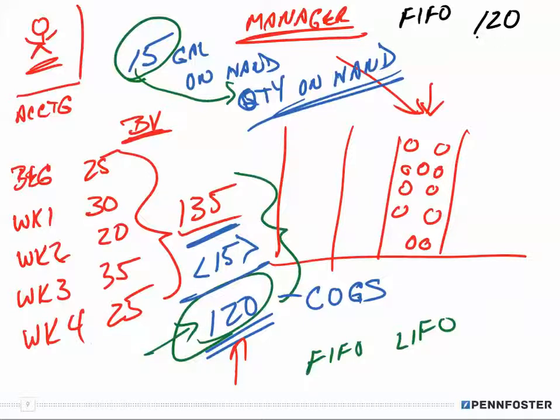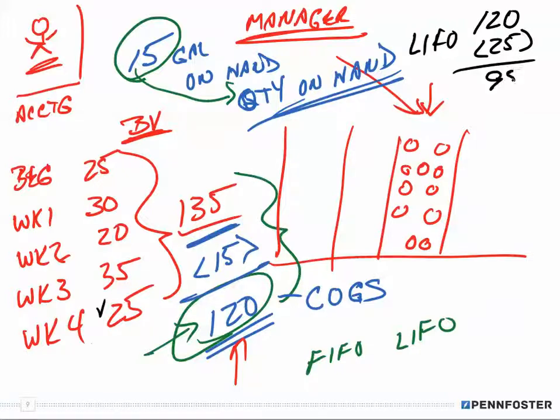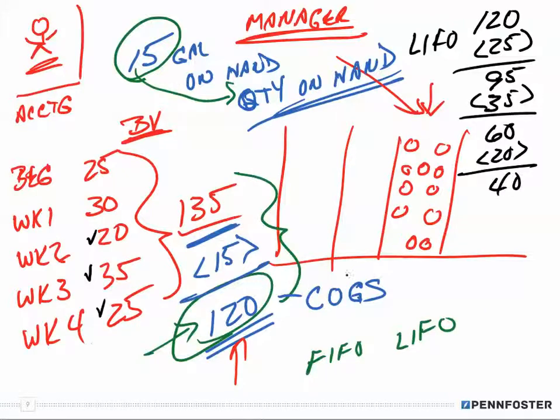Okay, so if I have to get rid of 120 and I'm using LIFO instead, I have to take the last ones out first. So which were the last ones? Oh, well, here's the 25. So I take out 25. That gives me 95 left. I have to take out 35. That means I have 60 left to account for. I take out 20 because I can. That means I have 40 left.